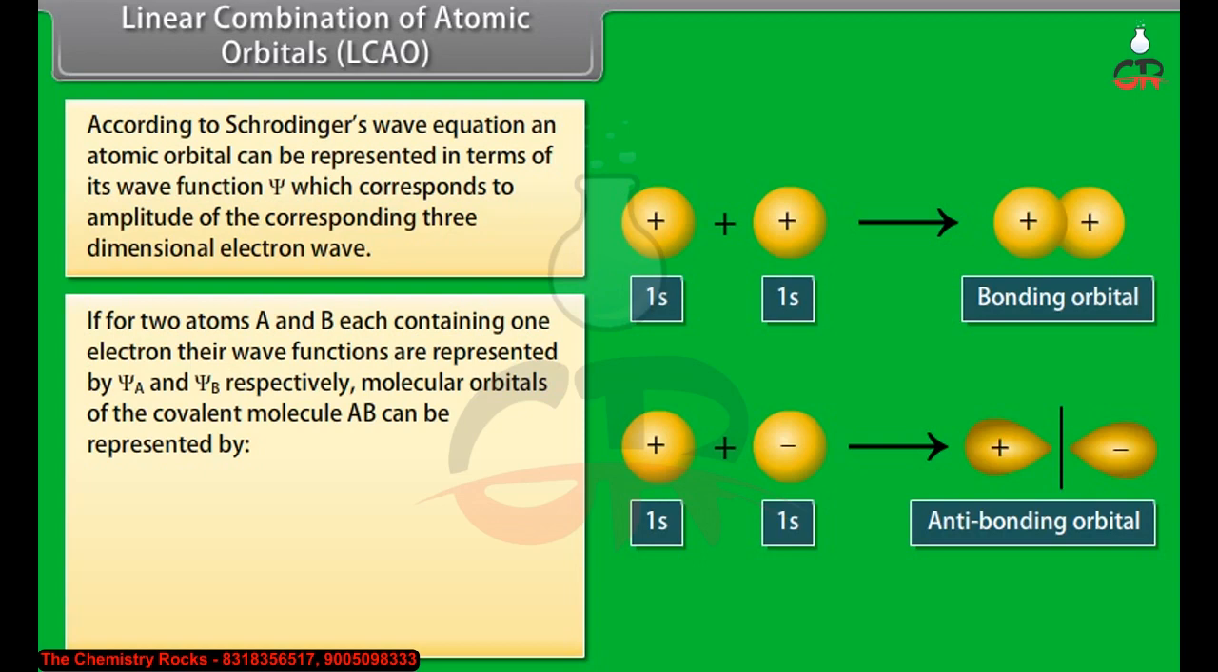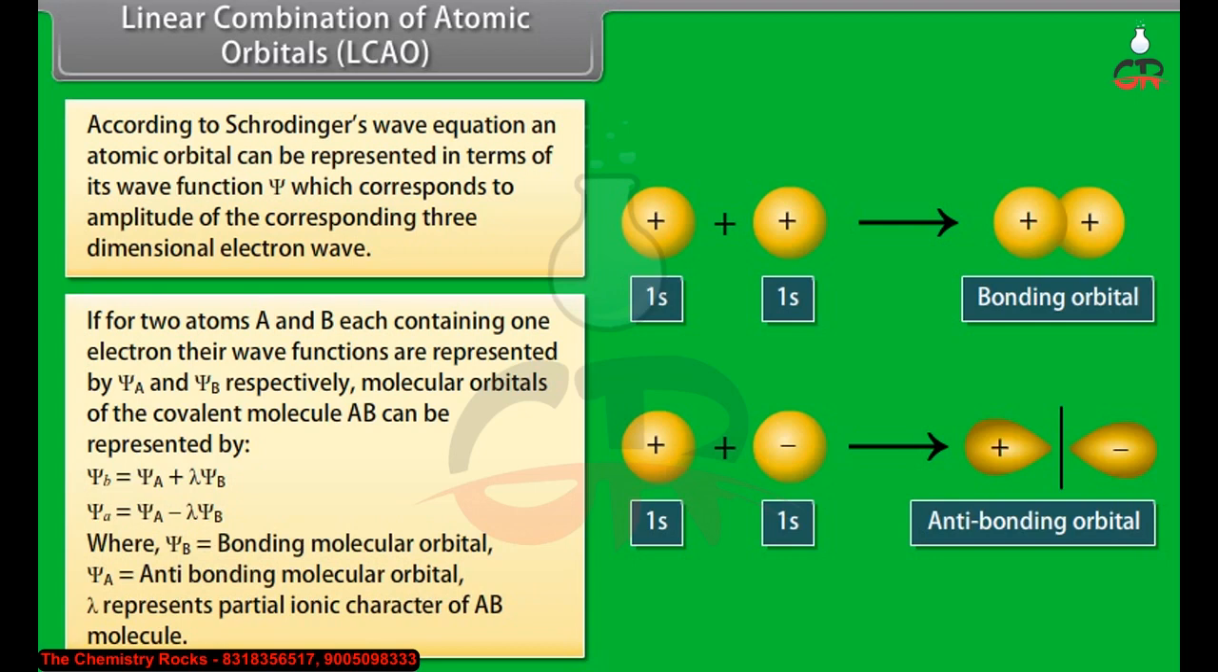Molecular orbitals of the covalent molecule AB can be represented by psi b equals psi A plus lambda psi B, psi a equals psi A minus lambda psi B, where psi b is the bonding molecular orbital and psi a is the anti-bonding molecular orbital. Lambda represents partial ionic character of AB molecule.